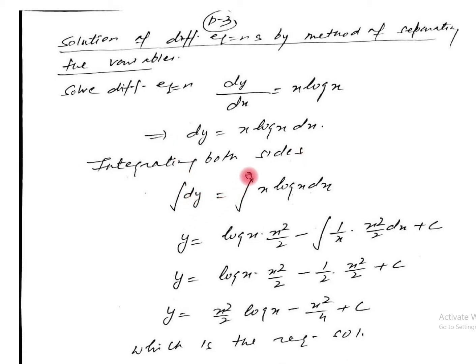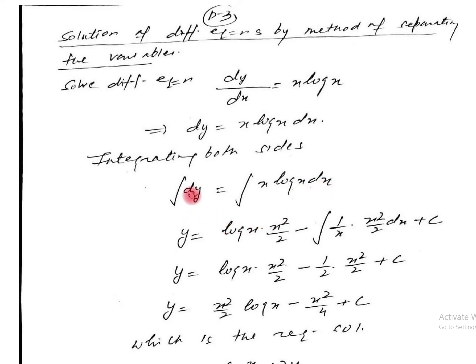Integral of dy equal to integral of x log x dx. Now the integral of dy is y equal to, and again this integration will be done by integration by parts. We take this as the first function and this as the second function. Then integrating by parts, log x into x square by 2 minus integral of 1 upon x into x square by 2 dx plus c.